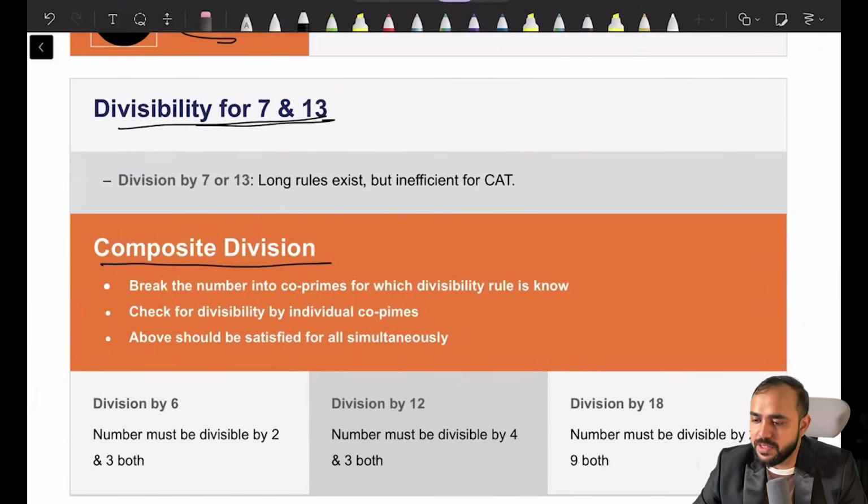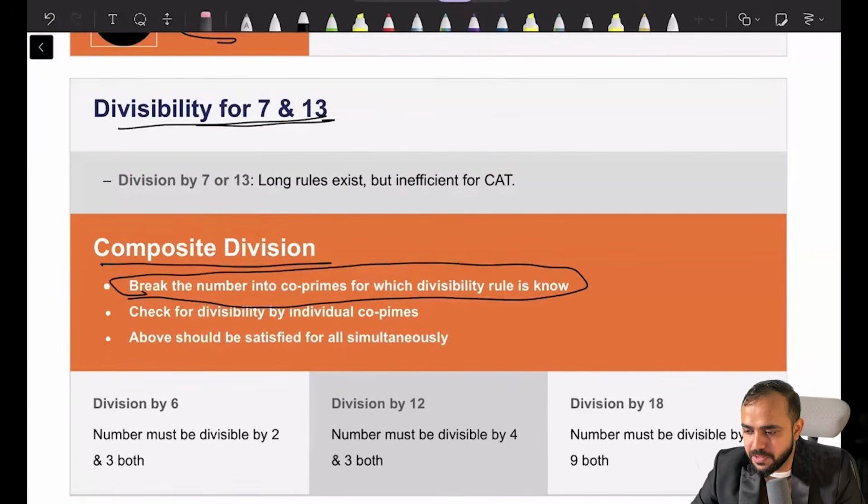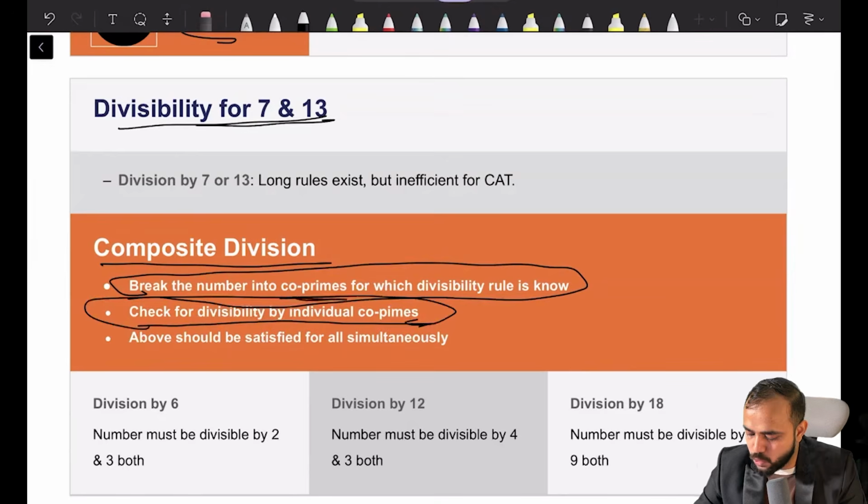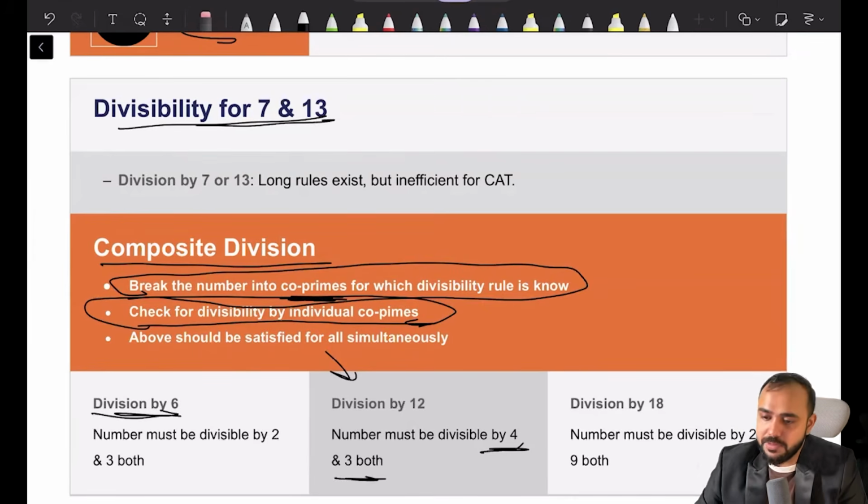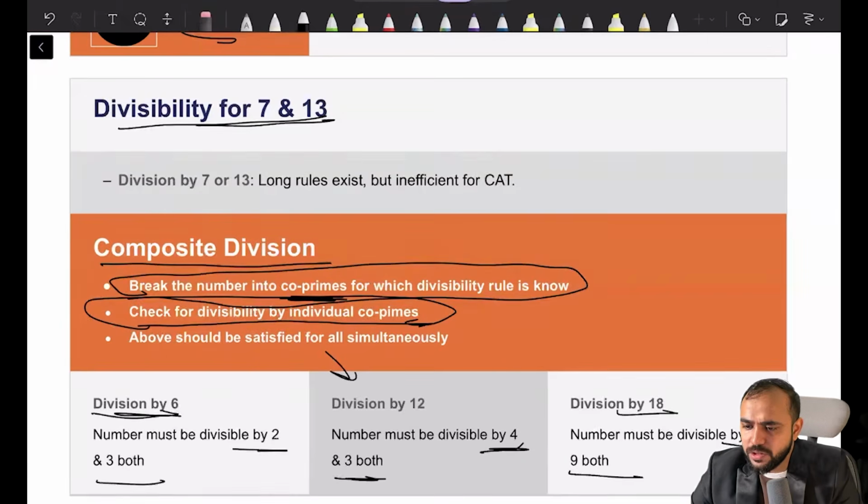For composite divisors, what you should try to do is break the number into co-primes for which you know the divisibility. Then you should check the divisibility for individual co-primes. And this should be true for all the co-primes that you have taken. If I want a number to be divisible by 12, what do I do? I check divisibility by 4 and I check divisibility by 3, and these two should be true at the same time. If I'm checking for divisibility by 6, I will check for 2 and 3. For 18, I'll check with 2 and 9. All right, are we clear on all of this?